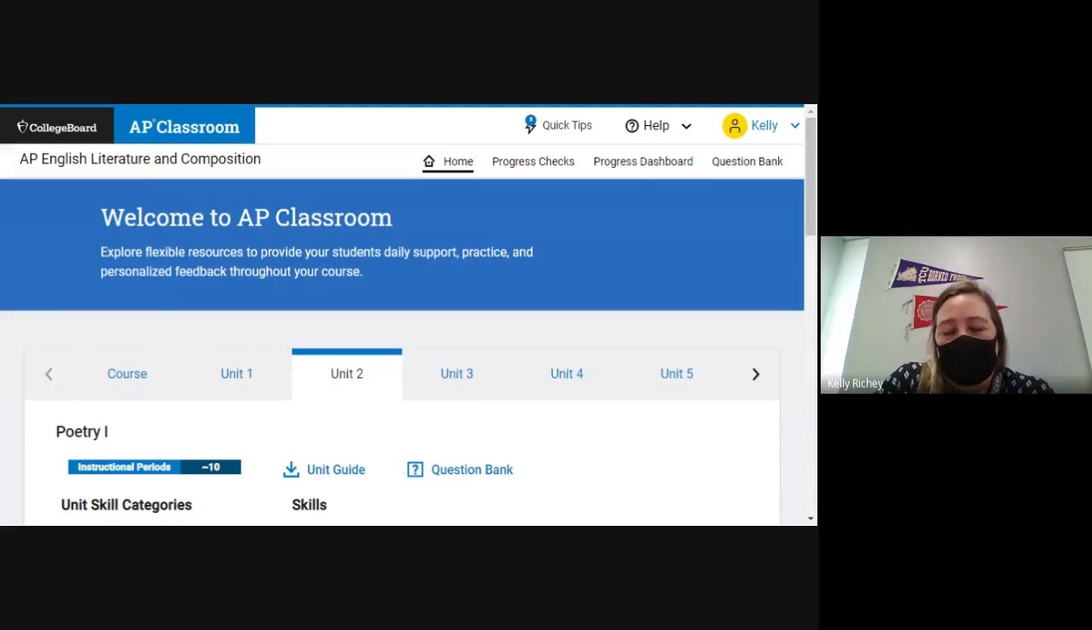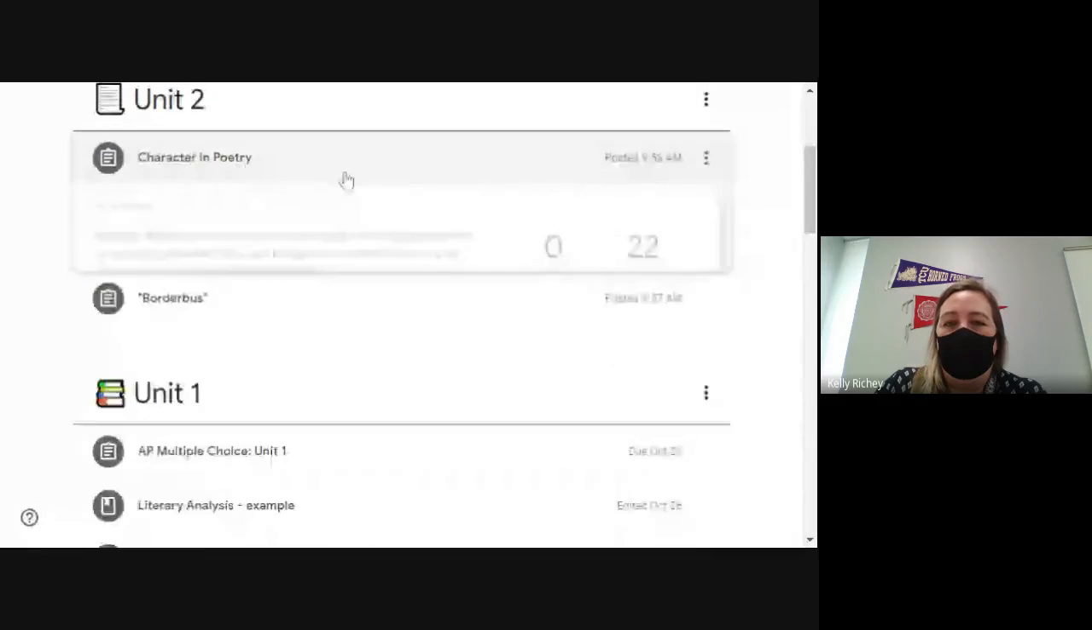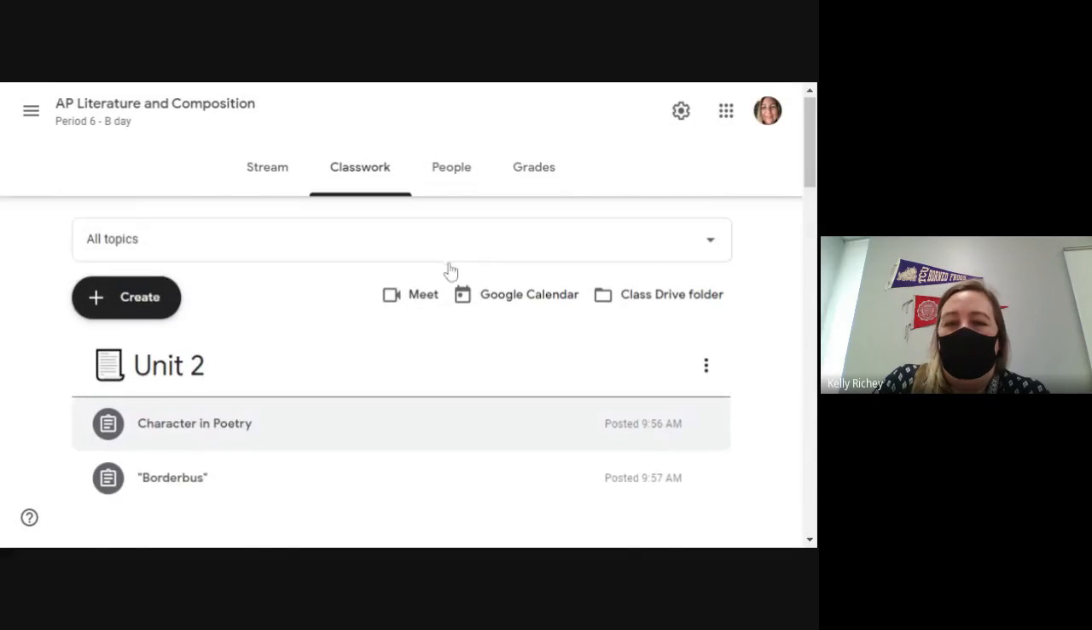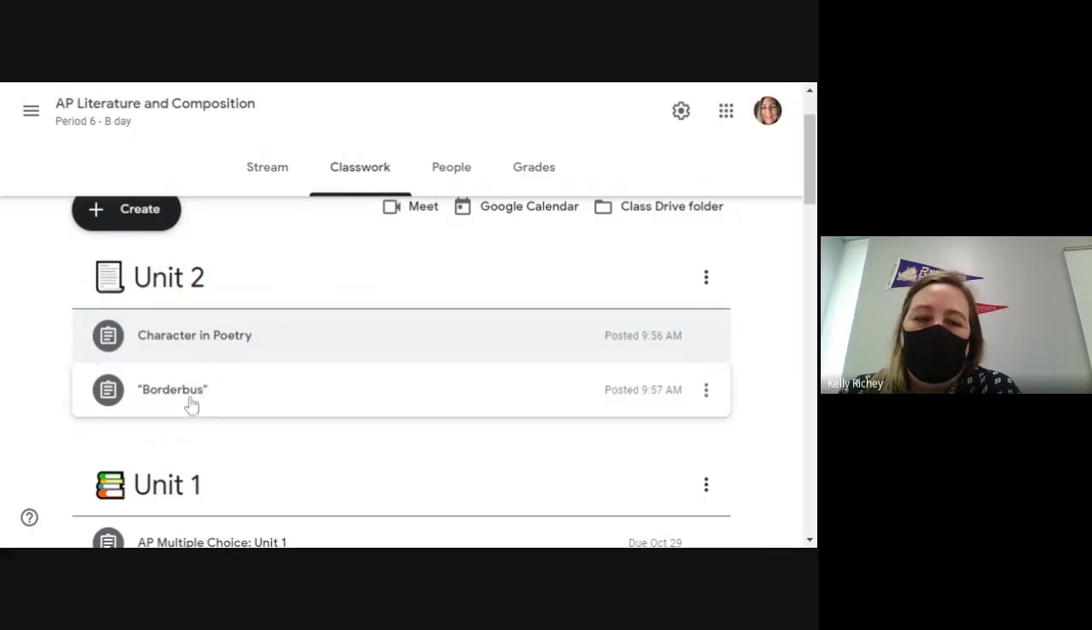We're going to practice with a poem called Borderbus, all right? And it is about immigration, which I think you guys will see. What you're going to do is go into our classroom and go into classwork, and you will see two things under Unit 2. The first one is the poem. It's a CAMI assignment, so you're going to annotate it there.